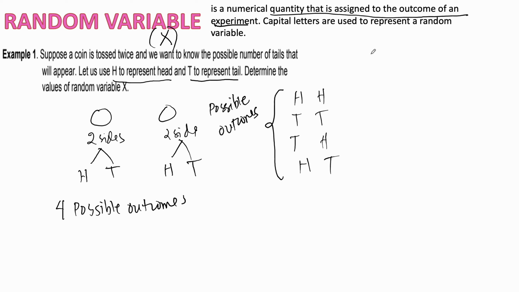Okay? So, pwede mo nang isulat yan. Dito mo siya isulat. Pwede siya maging head, head. Pwede siya maging head, tail. Pwede siyang maging tail, head. And pwede din siya maging tail, tail. No? Ito yung mga possible outcomes mo. Pero ang sabi sa problem, we want to know the possible number of tails. Number of tails. So, lagay mo dito sa another column yung number of tails.